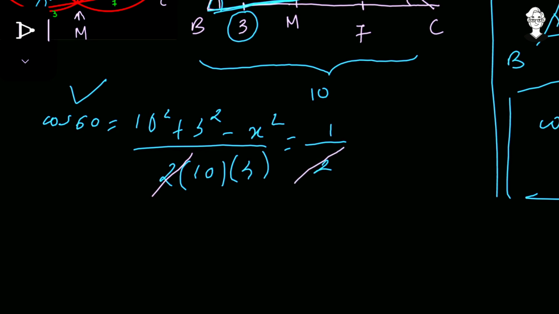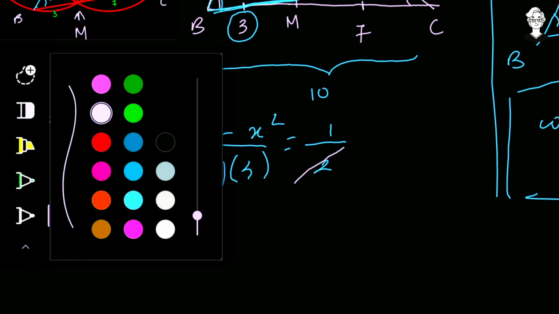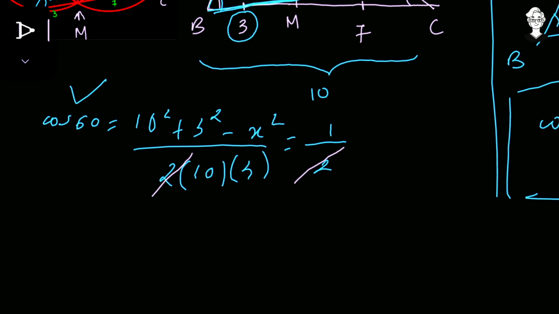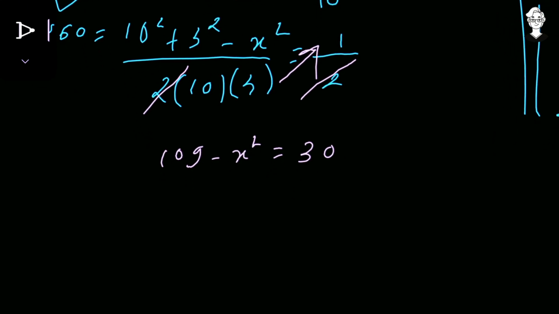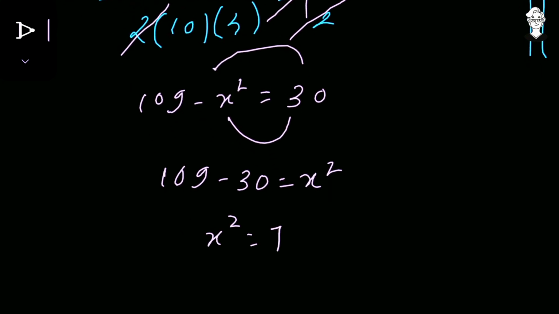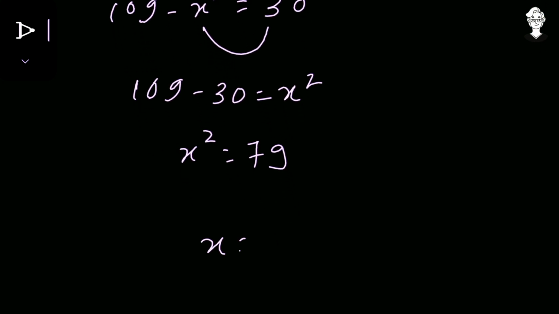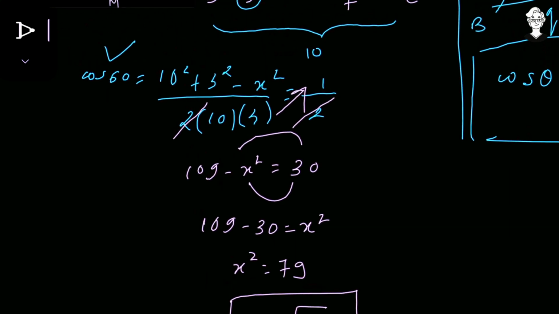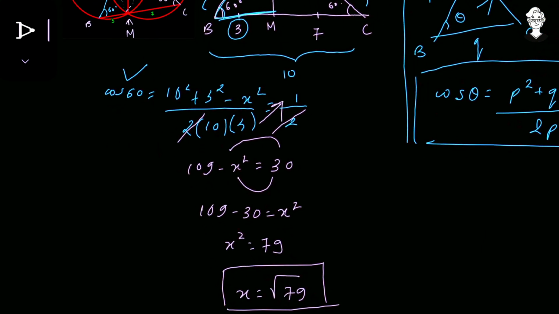So 2 and 2 get canceled out. Tens, let that be bold over there. Yes, so 10 square plus 3 square is 109, minus x square, and that is equal to 10 into 3, that's 30. So from here, 109 minus 30 is equal to x square. So x square is equal to 79. So from here we have that x is equal to square root of 79, and that's our answer. That value of x, that was a chord between the two intersection points, is equal to square root of 79, and only the positive root because x is a side length.